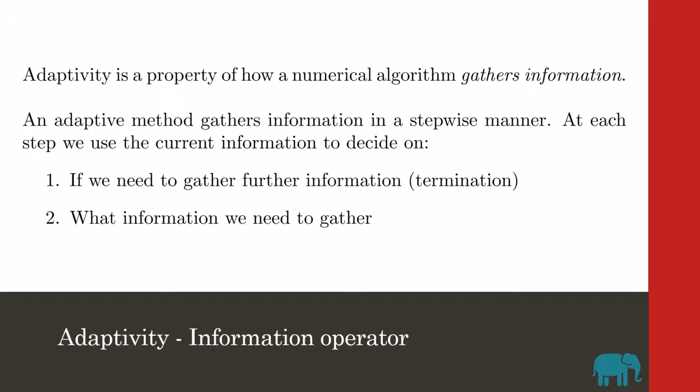So the information in an adaptive method is gathered in a stepwise manner. At each step, you use the current information, the current evaluations of the integrand, to decide if you actually need to gather further information, so either you terminate or not terminate, and further, if we don't terminate, what information do we need to gather? So where should we next evaluate our integrand?